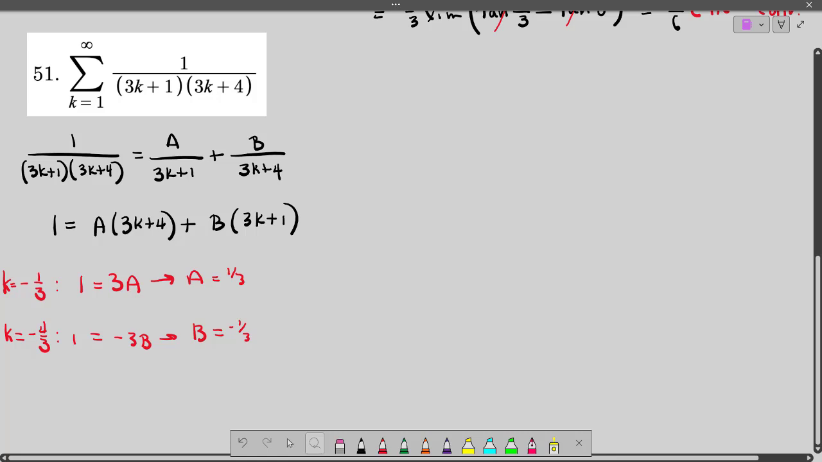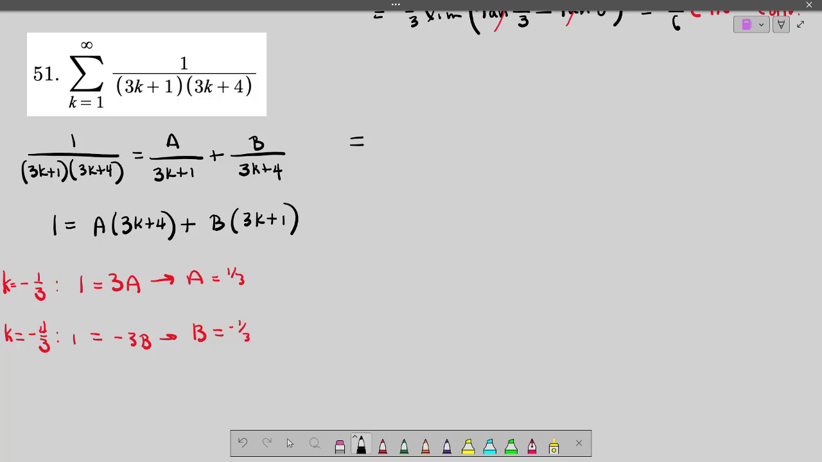We want to use, I mentioned it, but then I didn't do it. We want to use the telescoping series technique. So this is going to be the series. A is 1/3. So we're going to have 1/3 over 3k plus 1 minus 1/3 over 3k plus 4, and this series is from 1 to infinity. That's what we want to use.